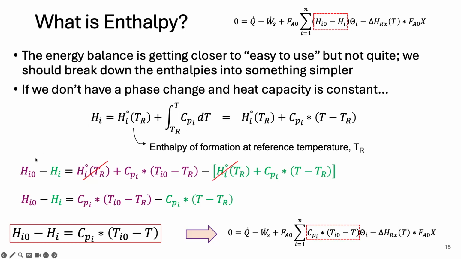So if we do that, then we can see that these enthalpy of formation terms at reference temperature T R cancel out. And so we can then write these differences in enthalpy for species I between the inlet and outlet as simply being equal to the integral of the heat capacity of I over the temperatures between the inlet and the outlet.